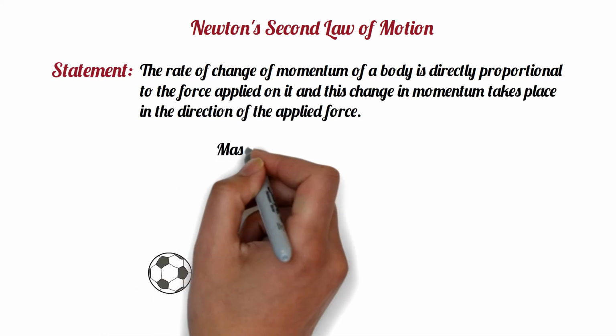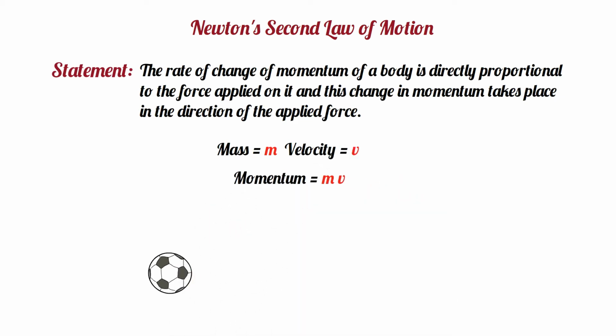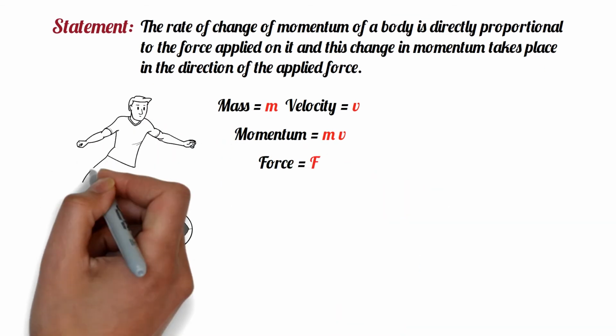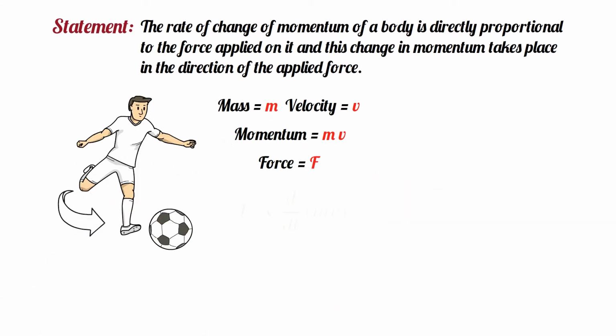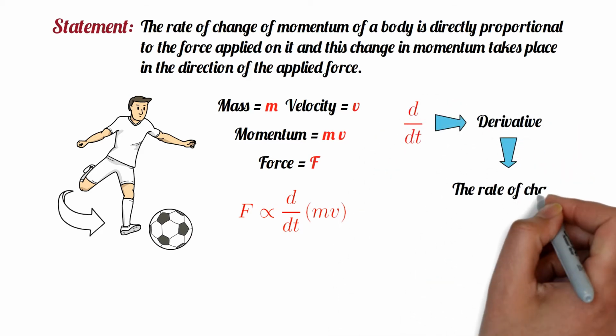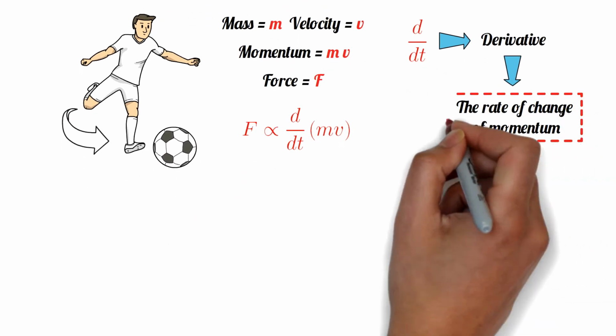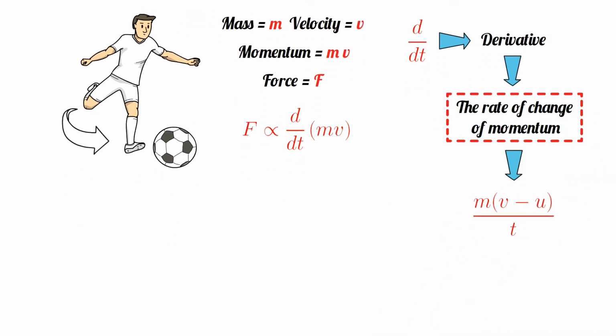If an object of mass m has velocity v, the momentum of the object is equal to mv. According to Newton's second law of motion, if force F is applied to the object, then F is directly proportional to d/dt of mv. Here d/dt is called the derivative, which represents the rate of change of momentum. You can also represent the rate of change of momentum as m into (v minus u) divided by t, where u is the initial velocity and v is the final velocity of the object.